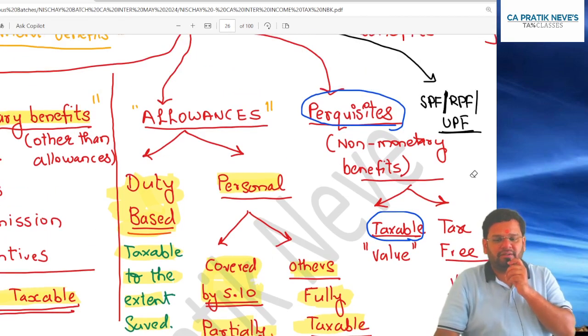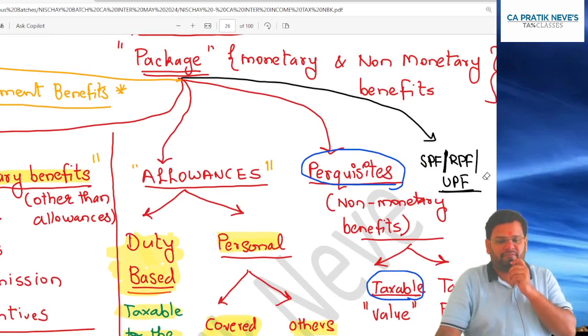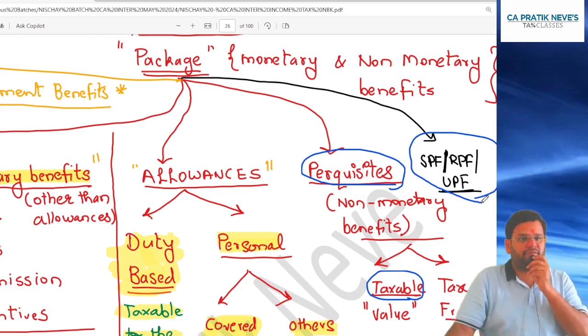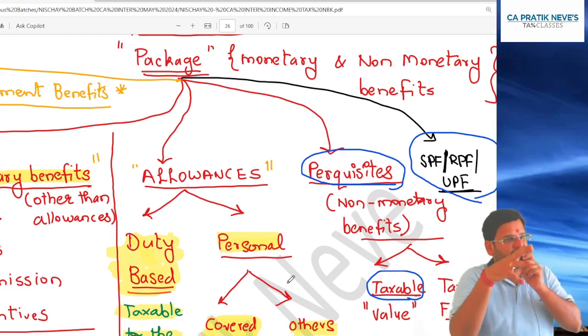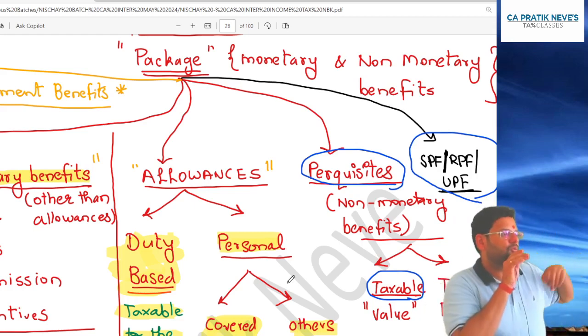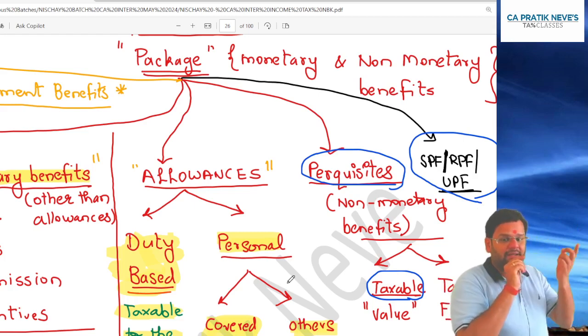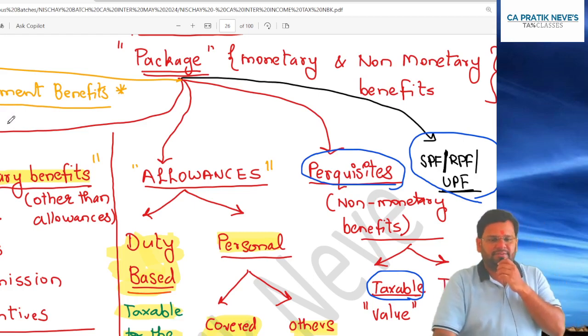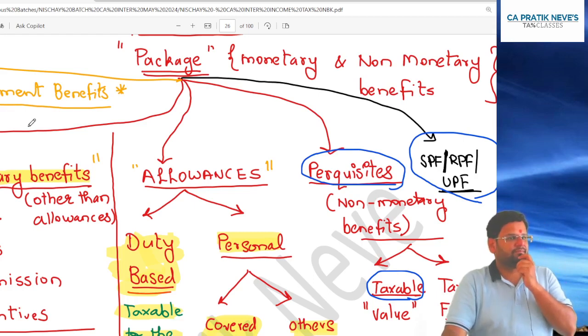Then go to your D point, SPF, RPF, UPF: Statutory Provident Fund, recognized Provident Fund, unrecognized Provident Fund. This is a helicopter view of this chapter. We are going to land our helicopter on every point. And then comes retirement benefits. Agreed? Done? A, B, C, D, E, all points.